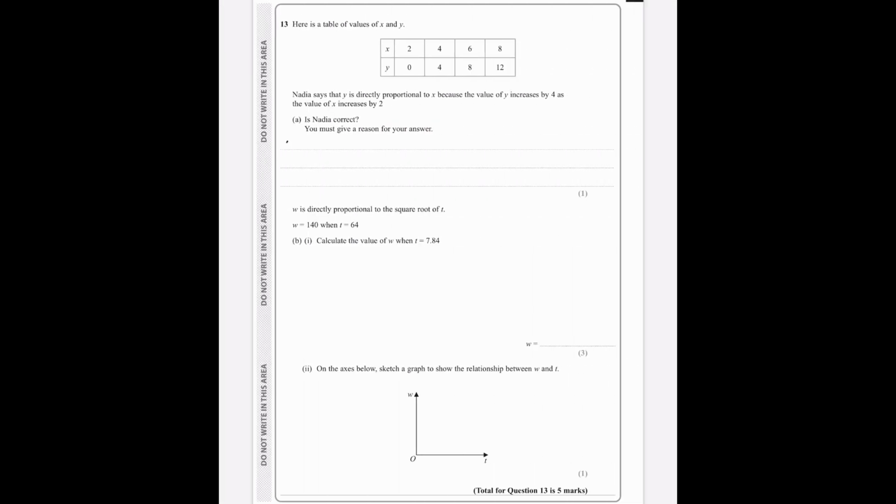Question 13. Those are not directly proportional. One of the things with direct proportion, if one is 0, the other would be 0. You can also show that 8 divided by 6 is not the same as 4 divided by 4. Or any combination of picking pairs of values and showing that we don't have a direct proportion set up here.